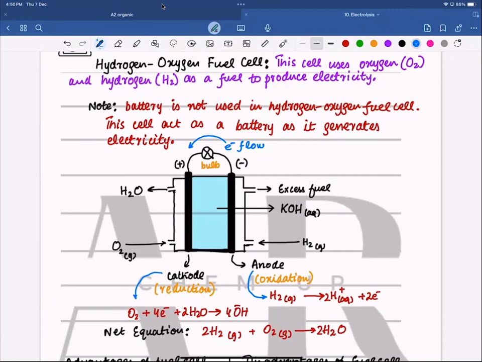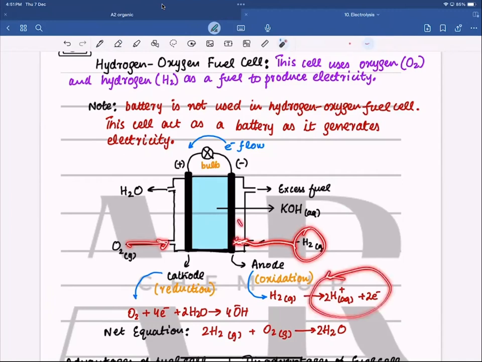Yes. What is excess fuel? See, we are continuously supplying hydrogen from here and oxygen from here. So the hydrogen which is not able to react and form hydrogen ions will escape, will get out from here. And KOH is the electrolyte, the solution in the middle. It's an electrolyte.